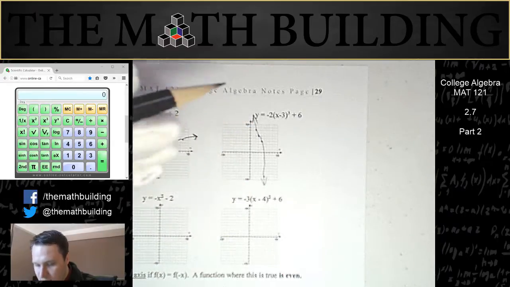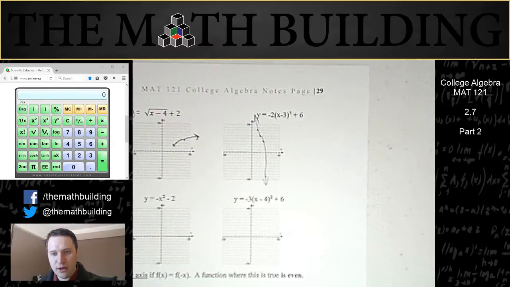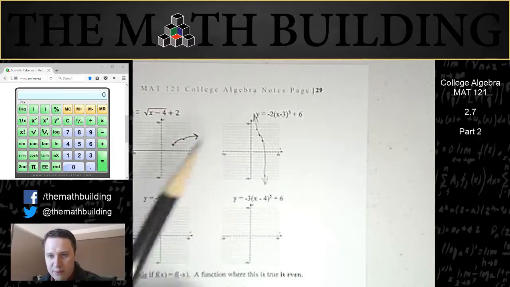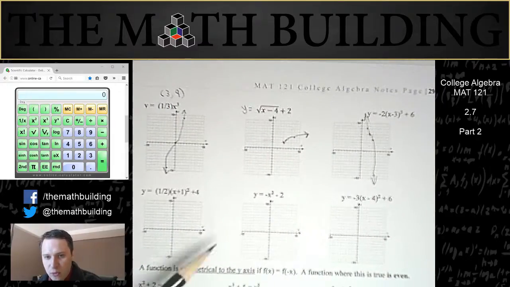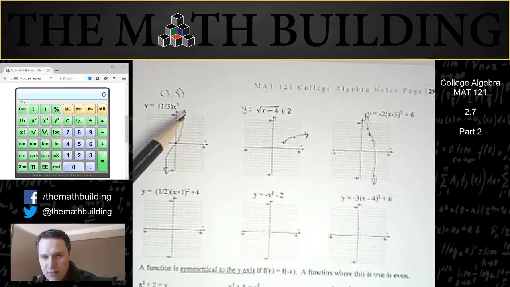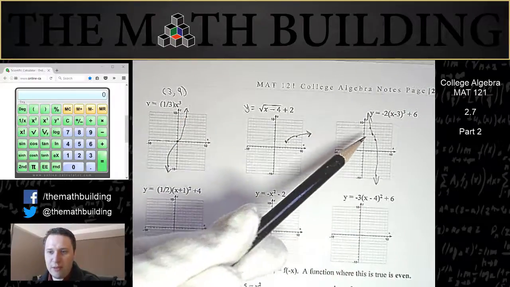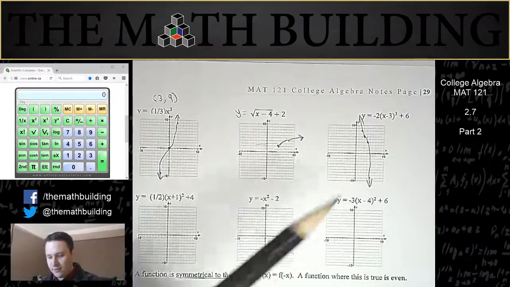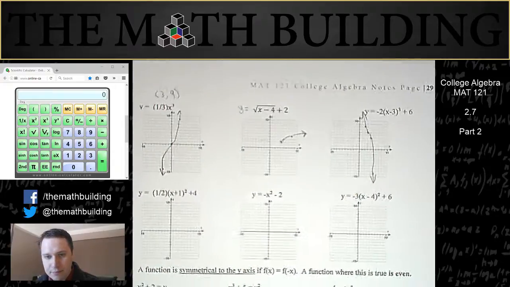and up like that. So that's more narrow than a regular cubic function because we multiplied it by 2. And also notice, normally the cubic function goes like this, but because of that negative, we flip it, and so it's going to go up and down like that.